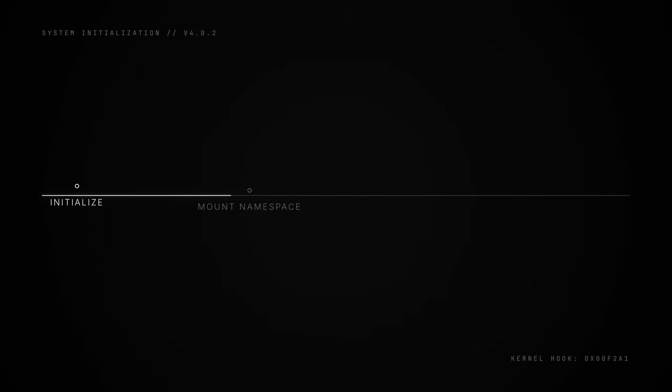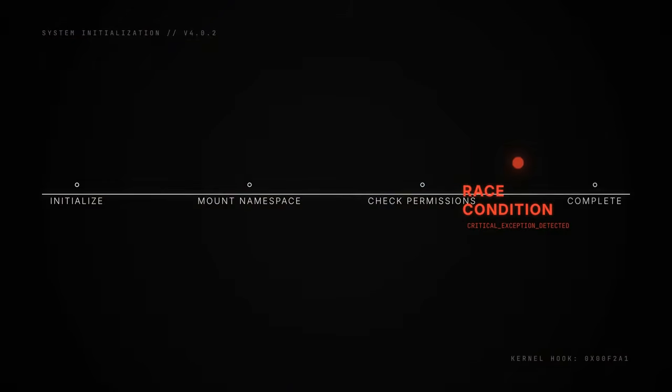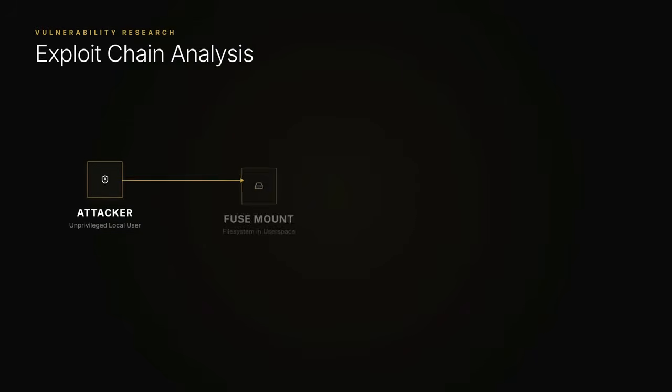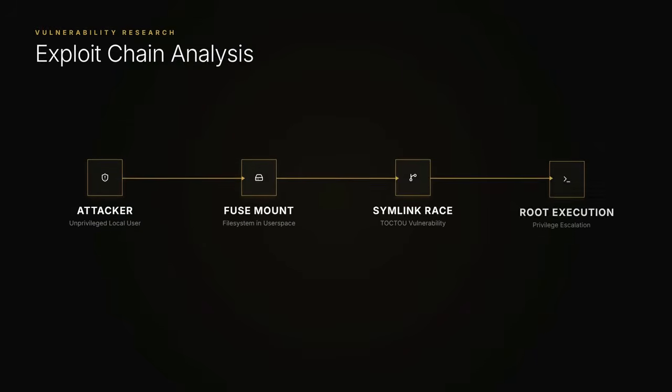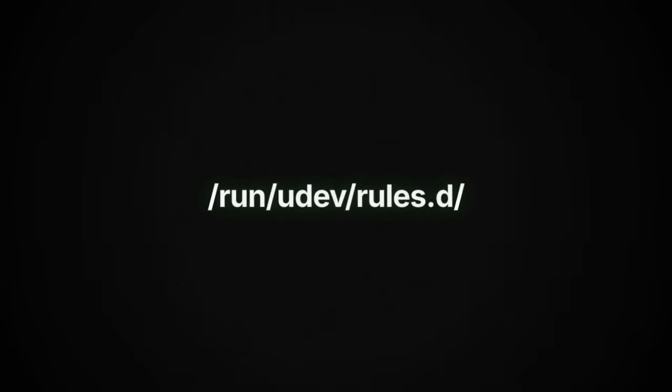Unfortunately, this change inadvertently introduced a race condition during the sandbox initialization phase. An attacker can exploit this by chaining a FUSE file system mount with a symlink race condition. This allows them to write malicious rules directly into protected system directories like /run/udev/rules.d/. Once those rules are in place, the attacker can trigger them to gain full root code execution on the host.